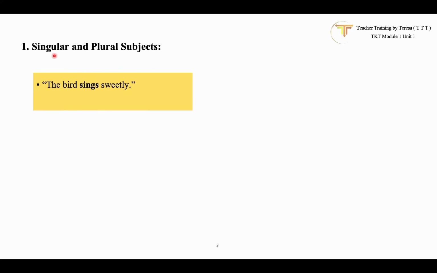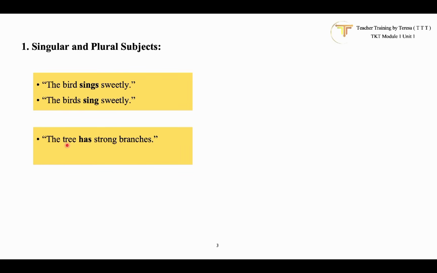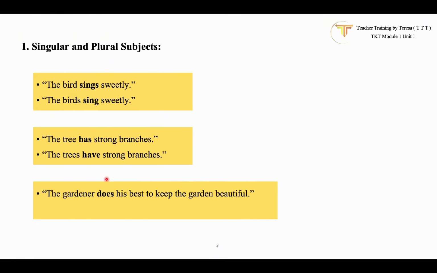1. Singular and plural subjects. Example: The bird sings sweetly. The birds sing sweetly. The tree has strong branches. The trees have strong branches. The gardener does his best to keep the garden beautiful. The gardeners do their best to keep the garden beautiful.